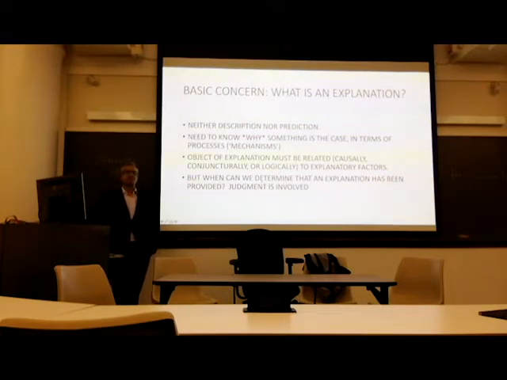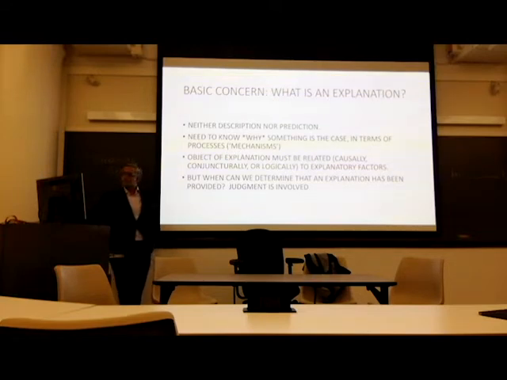And I want to underline this is neither description nor prediction. It doesn't help me in knowing whether or not something is a good explanation to know that it is effective, either as a method of description or as a method of prediction. One needs for an explanation to know why something is the case, and I would suggest in terms of processes, also sometimes called in social inquiry mechanisms. The object of explanation must be related, causally, we usually think of, but I'm going to add, we can talk about this if you like, conjuncturally or logically, to the explanatory factors.